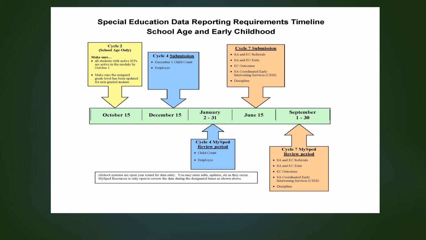From a calendar perspective, Cycle 2 is pulled for student enrollment data reporting. It is pulled on October 1st and due by October 15th of the fiscal year. Cycle 4, personnel reporting and child count, is reported for December 1 and due by December 15th. Note, the review period for Cycle 4 is during the month of January. Cycle 7 information is submitted by June 15th and is available for reviewing during the month of September. Be sure to keep primary disability and alternate assessment up to date as they are pulled for every cycle. The data is updated nightly in Triand.